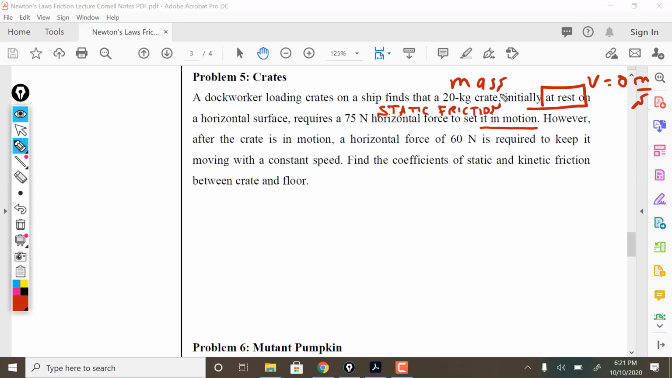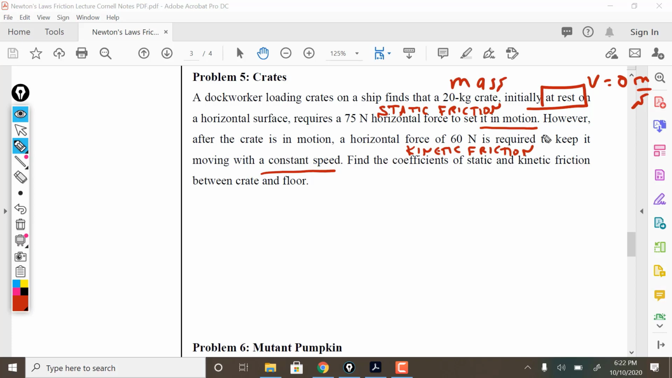However, after the crate is in motion, a horizontal force of 60 newtons is required to keep it moving with a constant speed. So now, once we've got it to move, it's going to take a lot less force to keep it moving. And so this would be known as the kinetic friction. Find the coefficients of static and kinetic friction between the crate and the floor.